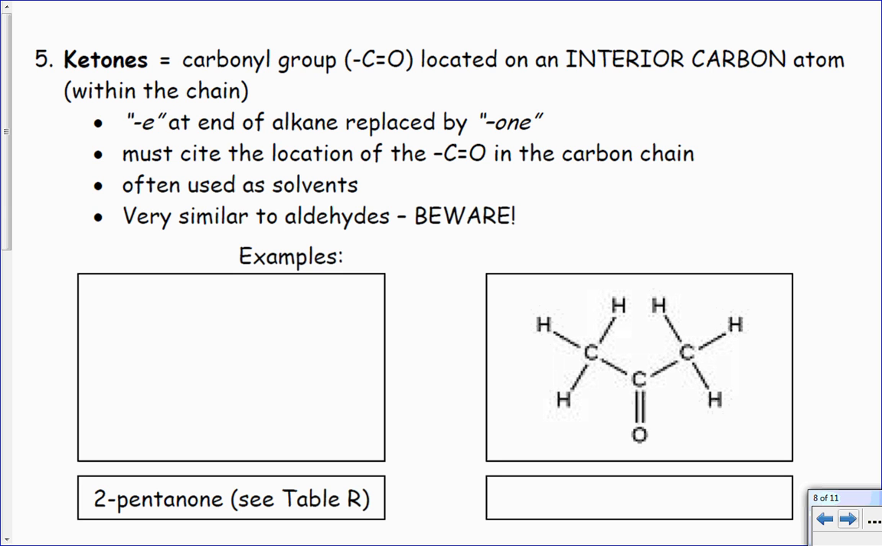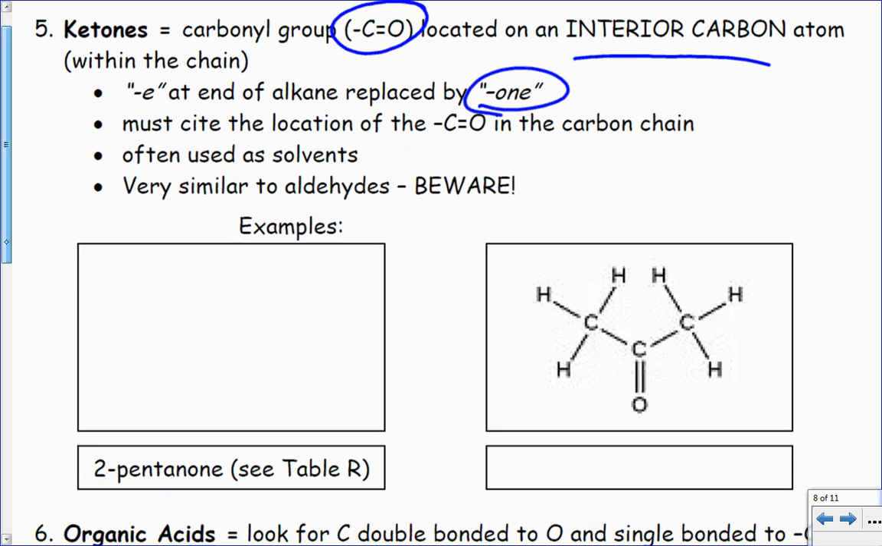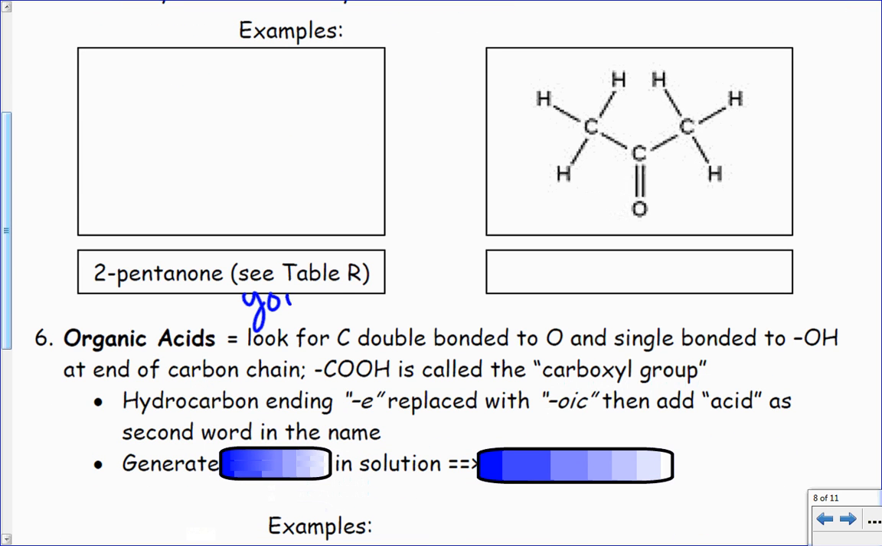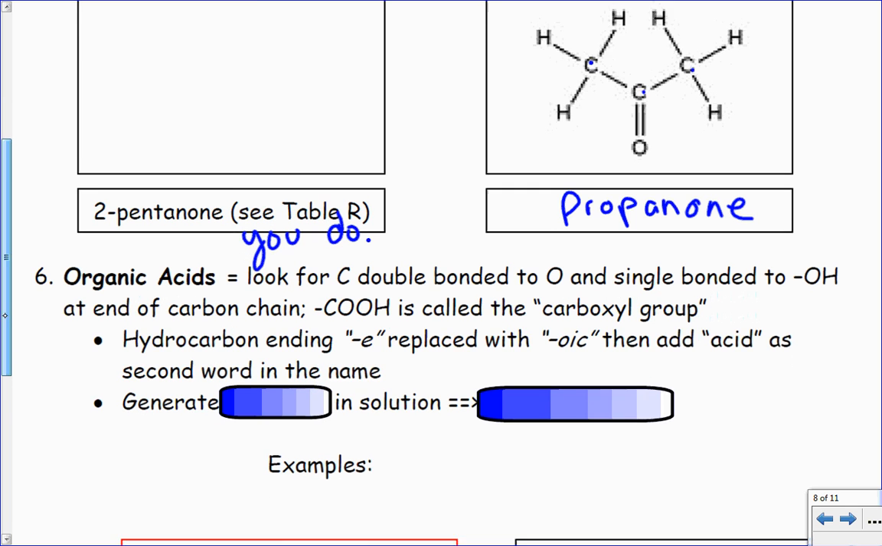Ketones, I have the same carbonyl group, C with a double bonded O, but now it has to be on the interior of the carbon. I changed the name, it ends in -one, and of course I need to give the number of which carbon it's on. So 2-pentanone is in your reference tables, so that is a freebie. For an example, Mr. Milks does, 1, 2, 3. 3 carbons is a prop. Single bonded, so it should be an ane. And it's a ketone, so now it's propanone. Lose the E and put on an one. That's simple.